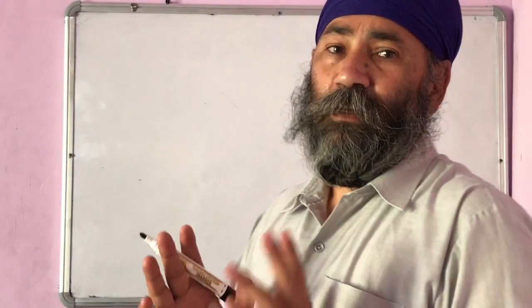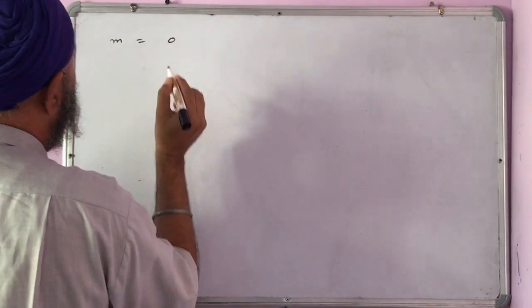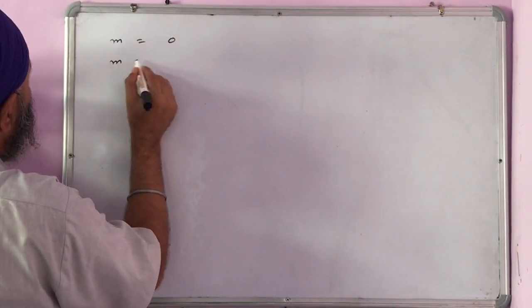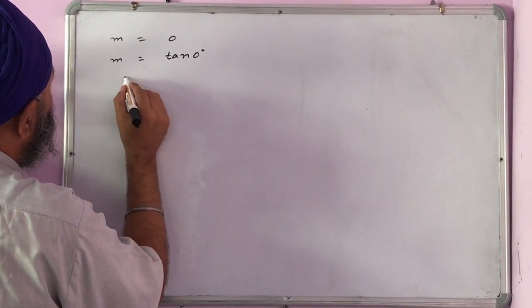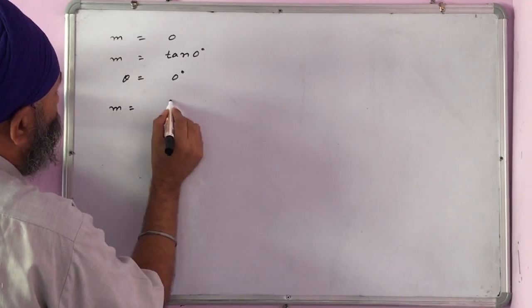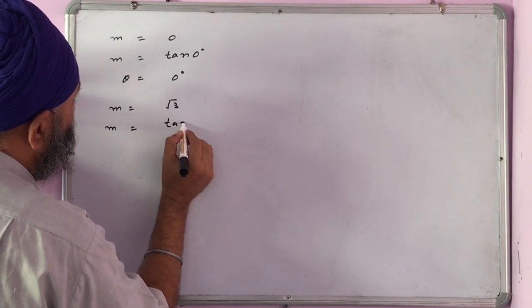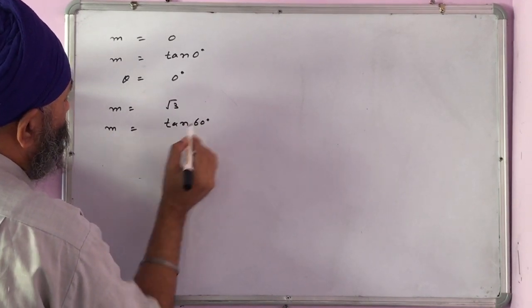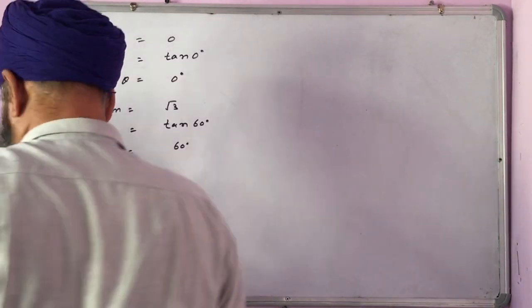Now we will find inclination or theta. Inclination means theta, when the slope is given. So if M is 0, 0 can be written as tan 0. So inclination or theta will be 0 degree. If M is root 3, root 3 can be written as tan 60. So theta or inclination is 60 degree.